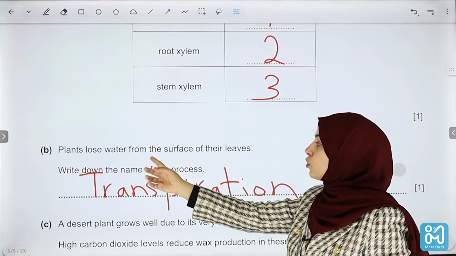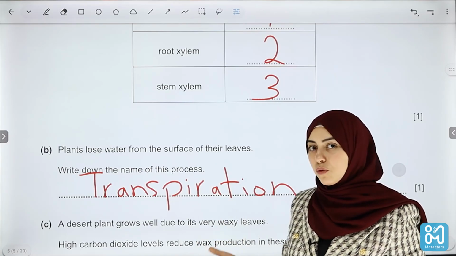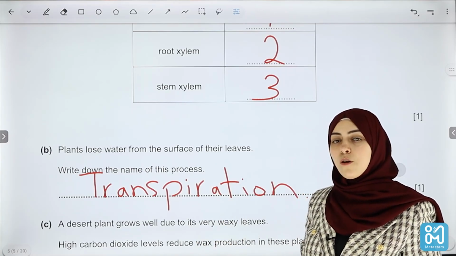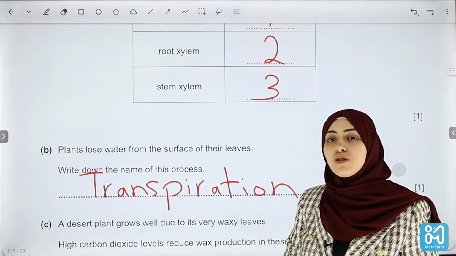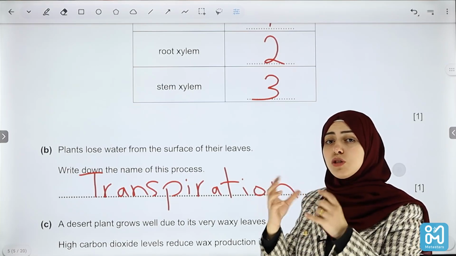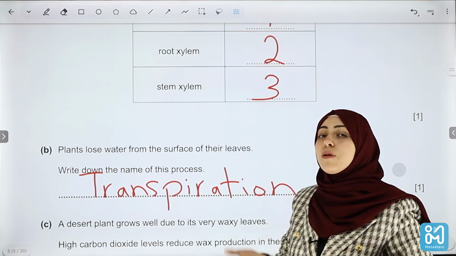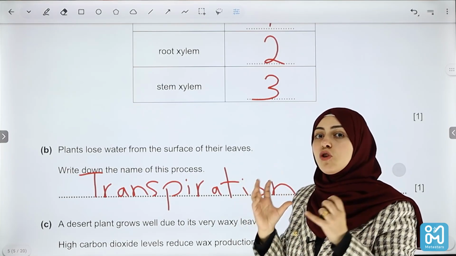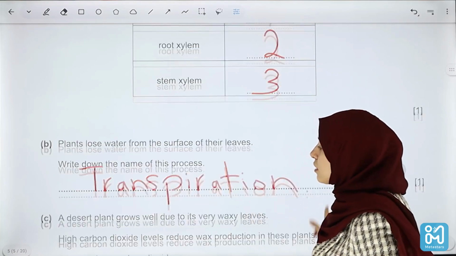Plants lose water from the surface of their leaf. What do we call this process? We call it the transpiration process, where water is lost from the leaf of the plant, from the stoma. We call it transpiration.